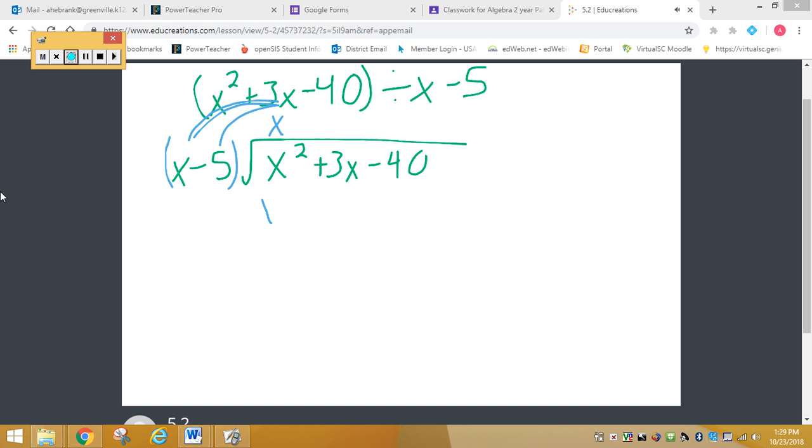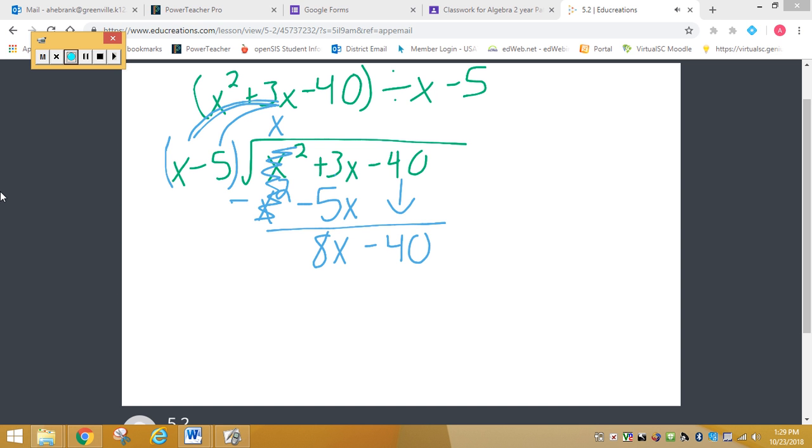X times x gives me an x squared. X times negative 5 gives me a negative 5x. And I am subtracting. So x squared minus x squared, those cancel, which is what I wanted. Now look at my x's. I have a 3x minus a negative 5x. 3 minus negative 5 gives me 8x. 3 minus negative 5 is 8. And then this negative 40 comes down.